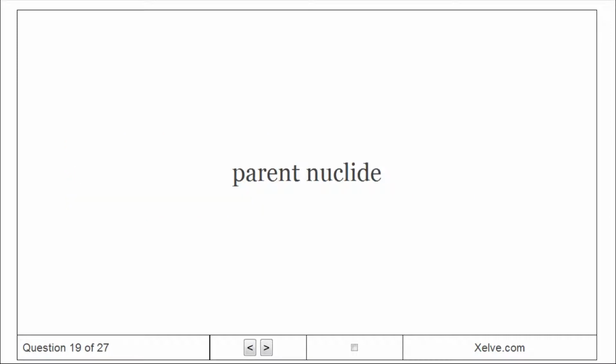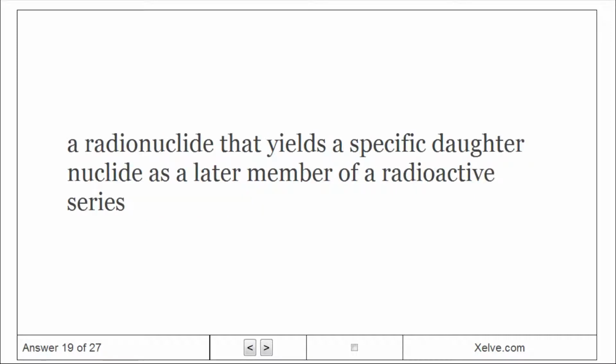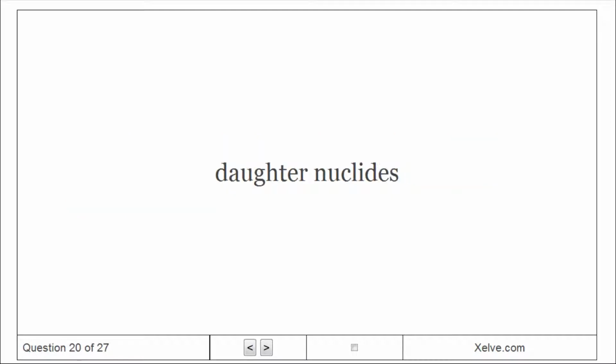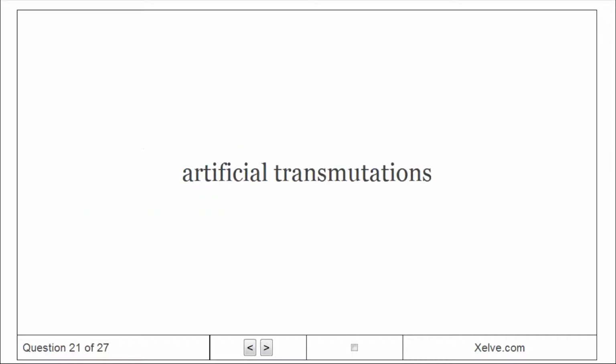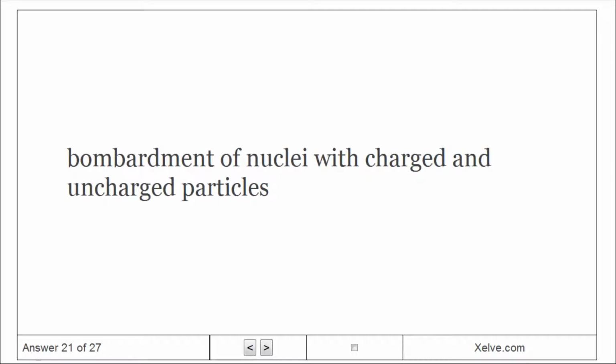Parent nuclide. A radionuclide that yields a specific daughter nuclide in a radioactive series. Daughter nuclides. The nuclides produced by the decay of the parent nuclides. Artificial transmutations. Bombardment of nuclei with charged and uncharged particles.